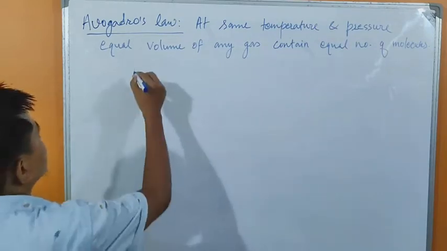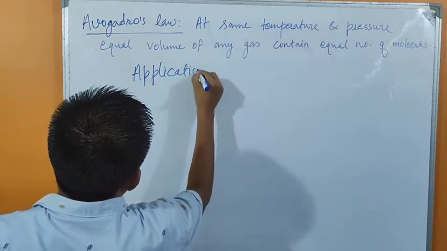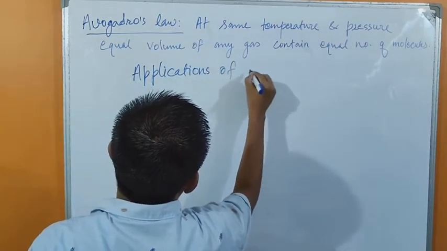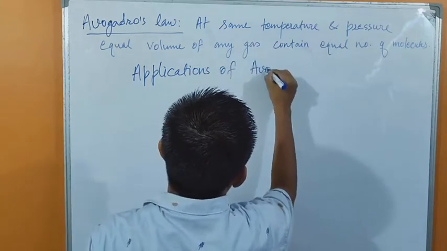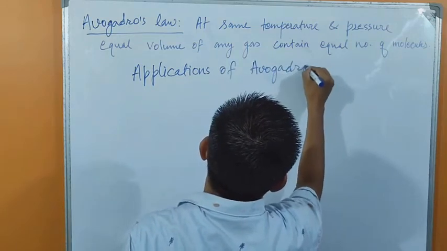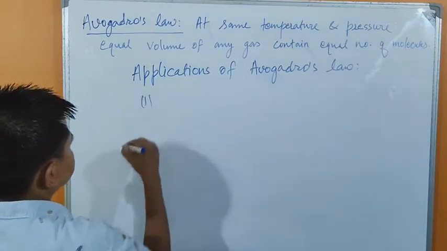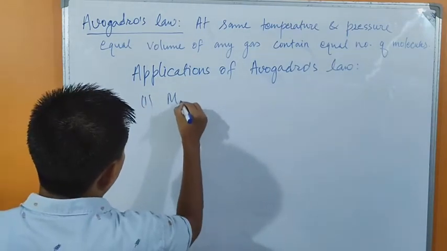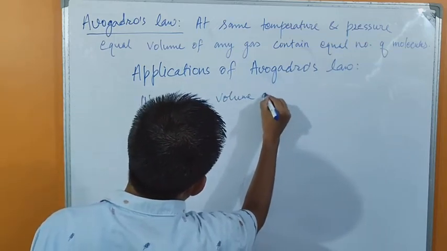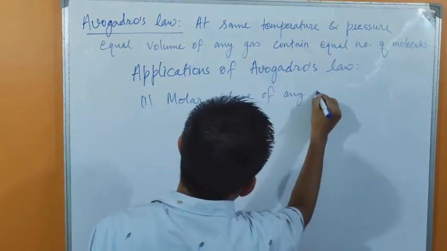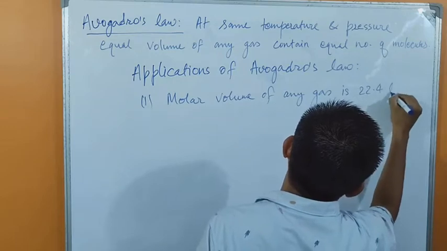Let me write the applications of Avogadro's law. Number one, the molar volume of any gas is 22.4 liters.